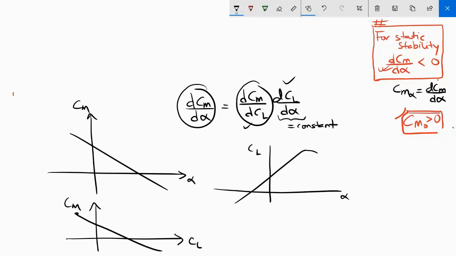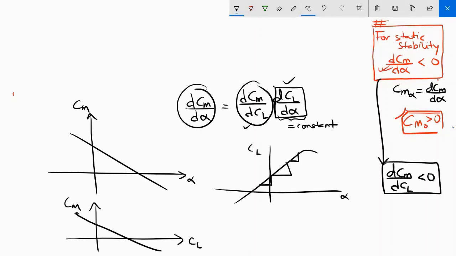If Cm versus alpha has a negative slope, then Cm versus Cl will also have a negative slope. If Cm versus alpha will have a positive slope, then Cm versus Cl will also have a positive slope, because this Cl versus alpha has a positive slope and it is a constant. Okay, it is a constant no matter where you measure it. The slope of Cl versus alpha does not change. So instead of writing dCm d alpha is less than 0, you could also say that for static stability, dCm dCl is less than 0. Means the same thing. Okay, these two statements are the same. They are equivalent to one another.